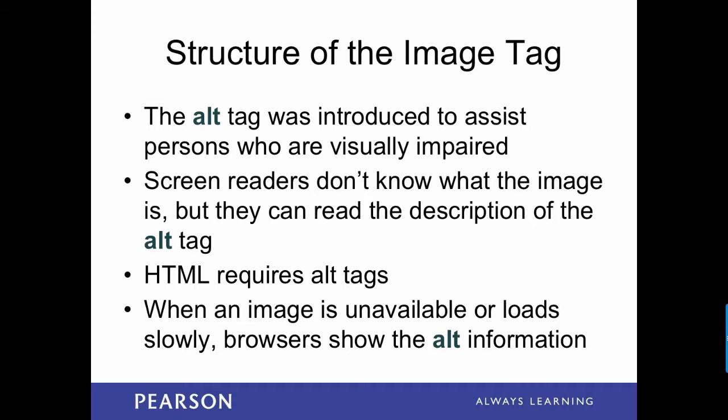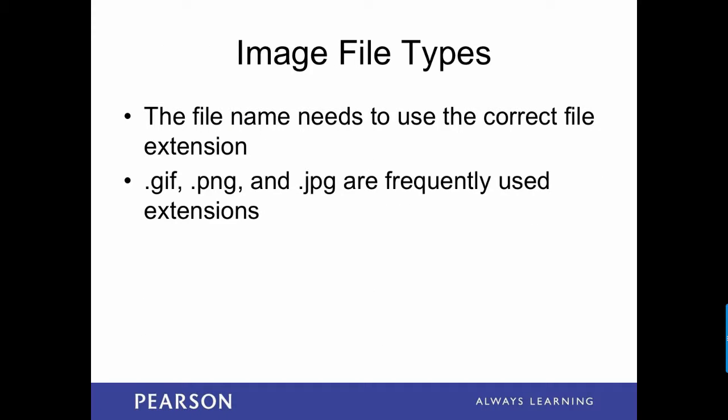HTML requires alt tags, and when an image is unavailable or loads slowly, the browser will show the alt information to the user until the image shows. You're probably going to see that on very slow sites with poor connectivity, or if you're on a mobile phone and you don't have really great coverage, an image may load quite slowly. So think of the alt tag for that as well.